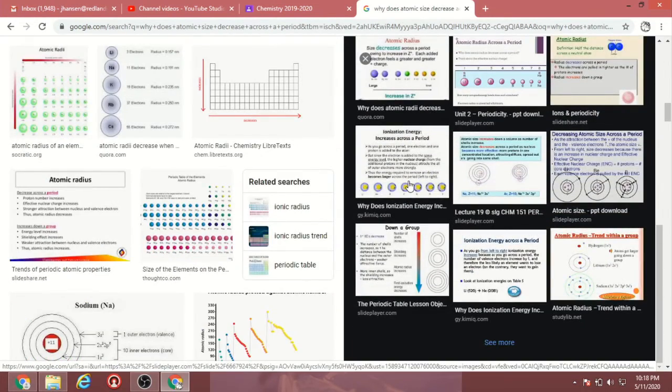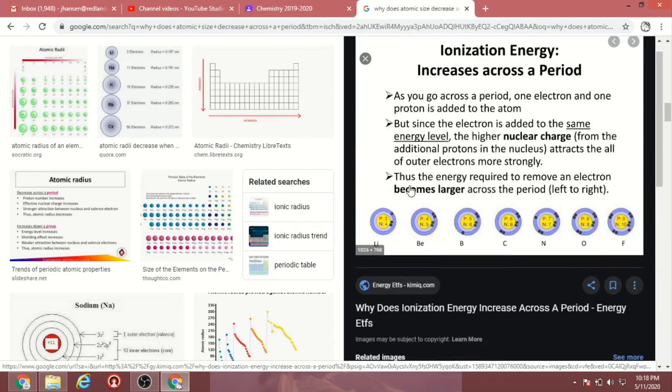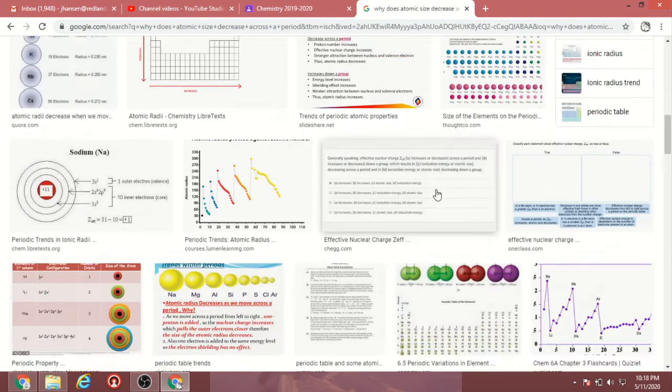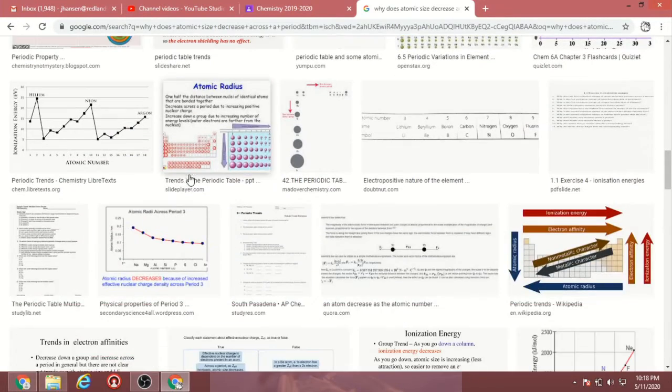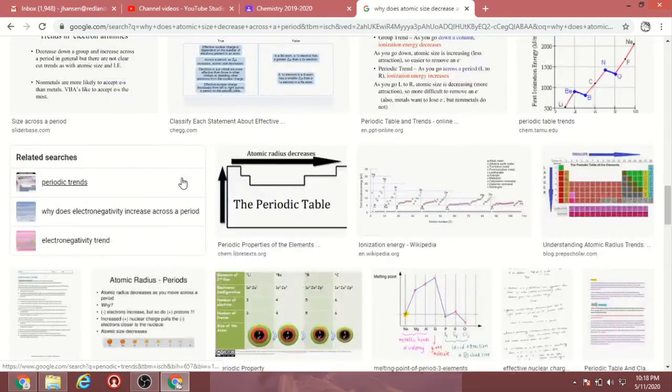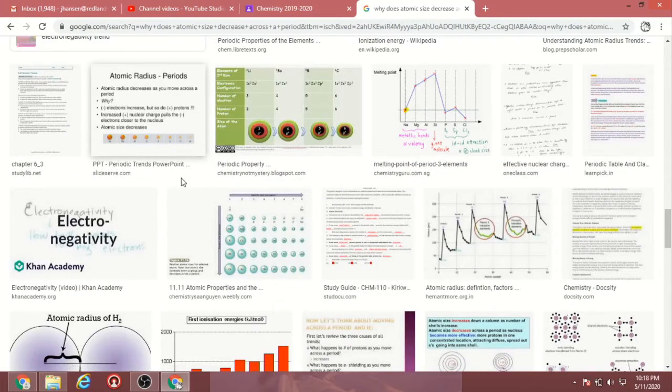So basically, that has to do with ionization energy. We don't want to go there yet. We'll eventually get to that. But yeah, I don't know why there's not a good image of this.